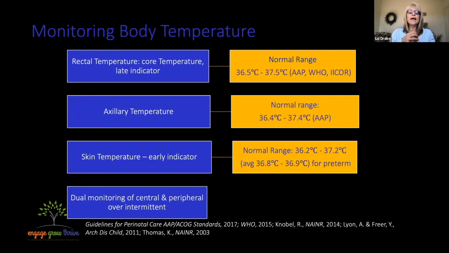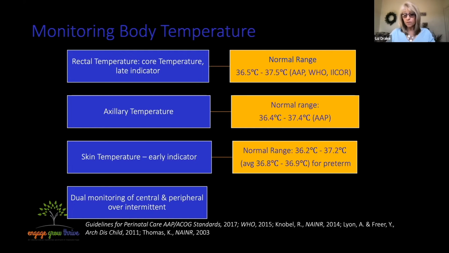So I wanted to look at monitoring our body temperatures and what are the normal ranges. And these ranges that I'm giving you are from the American Academy of Pediatrics, World Health Organization, and ILCOR. Also, ACOG uses these, and the guidelines for perinatal care, which are followed by most institutions. So the normal range of rectal temperature, which they consider core temperature, but by the way, is a late indicator, is 36.5 to 37.5. So if it's a late indicator and we're doing a rectal temp, we're kind of too late, right?